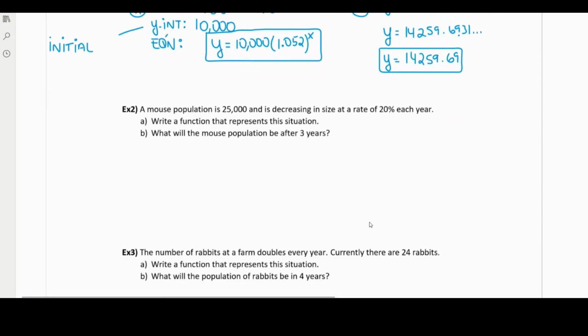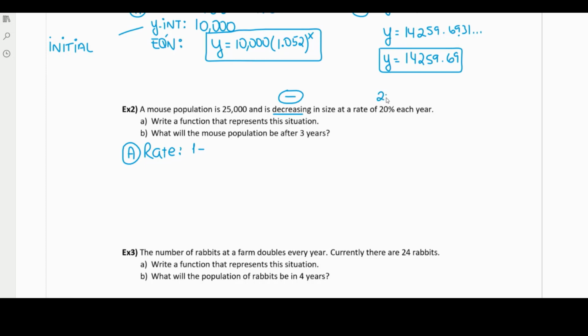The next problem talks about a mouse population is 25,000 and is decreasing in size at a rate of 20% each year. Write a function that represents the situation, and what will the mouse population be after 3 years? Well, I notice it's decreasing, so I'm going to be a minus. So let's go over here and write the rate. And because it's a minus, I know it's going to be 1 minus the rate. The rate here is 20%.